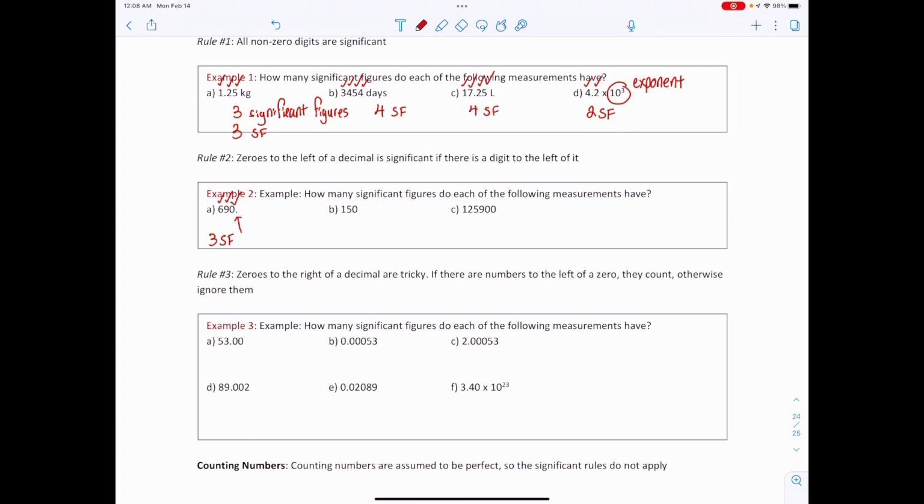For 150, notice that there are no decimal places. So in other words, this rule does not apply to it. This 0 is insignificant. So we only have the 1 and the 5, and so this is 2 significant figures. Then we have 125,900. We know that 1, 2, 5, and 9, these 4 are significant. The 2 zeros here, because there are no decimal places, the rules don't apply here. And so there are only 4 significant figures.